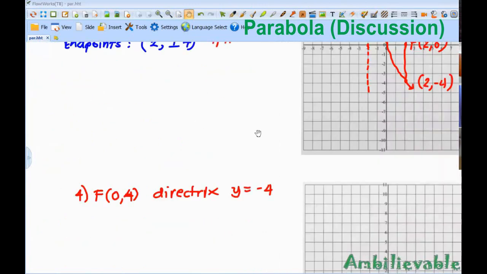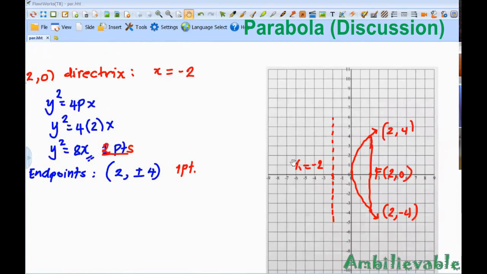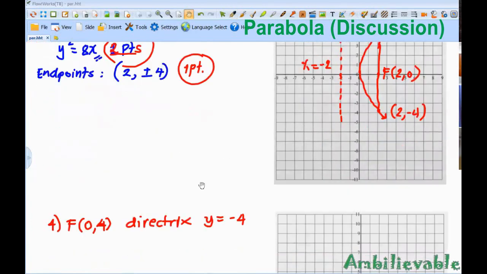Excuse me po, how many points is the graph? 2 points. Okay, so 2 points, 2 points, 2 points and 1. So a total of 5 points also.